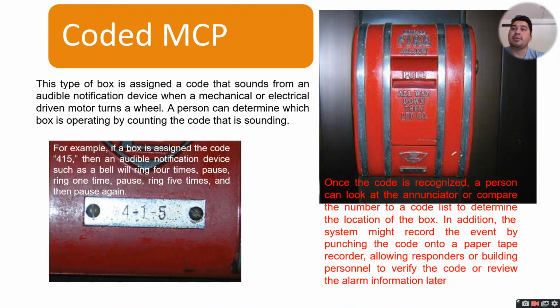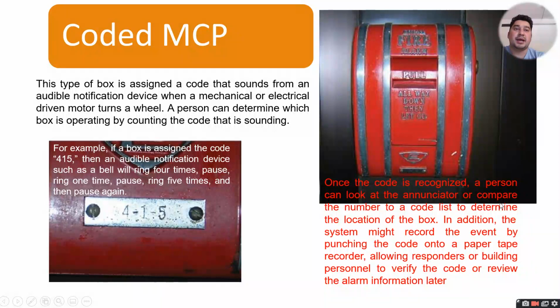Coded MCP: this type of box is assigned a code that sounds from an audible notification device. When a mechanical or electrically driven motor turns a wheel, a person can determine which box is operating by counting the code that is sounding. For example, if a box is assigned the code 415, then an audible notification device such as a bell will ring 4 times, pause, ring 1 time, pause, ring 5 times, and then pause again. So if it is 415, it will ring 4 times, then pause, then 1 time, then pause, then 5 times. So it is a coded MCP.